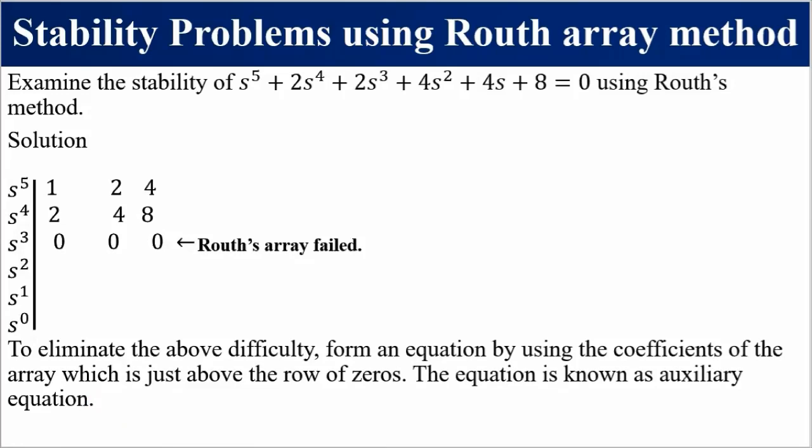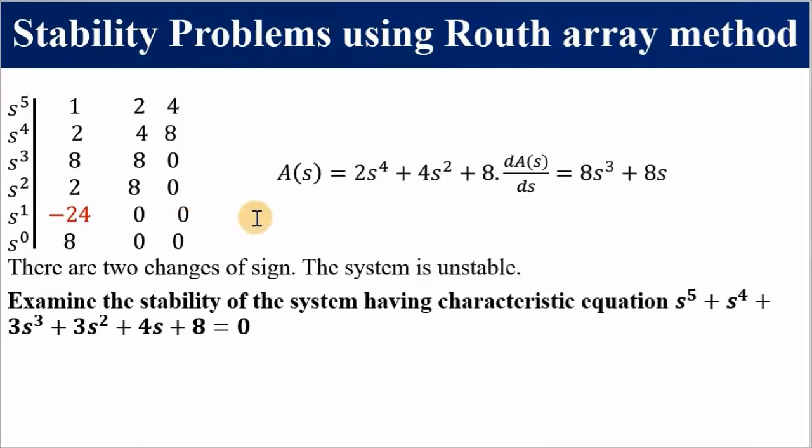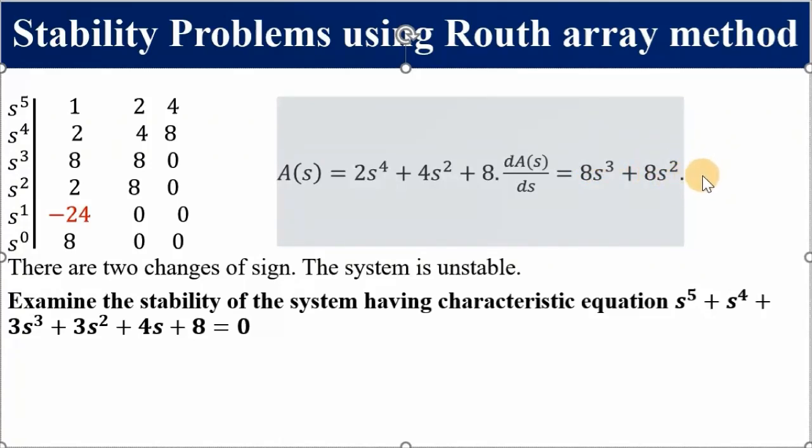And after doing that, how are you going to proceed? We form an auxiliary equation, and this is the equation, and we are going to differentiate it. After differentiating it, we are now working with this one. So we are now going to put the coefficients. After differentiating, it's going to be 8s to the power 3 plus 8s, which means that the coefficient of s squared is 0, and also the coefficient of s to the power 0 is 0. This is 8, 8 and 0, and we are now going to find C1 using the determinant method. And after proceeding, this is D1, C1, E1, and F1.